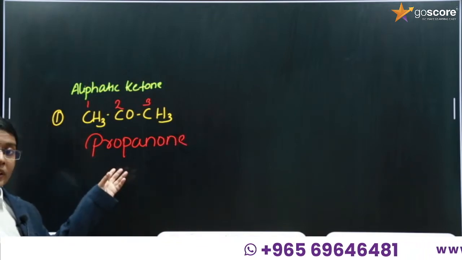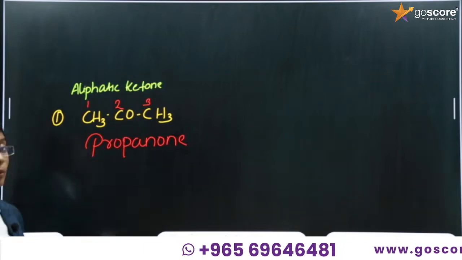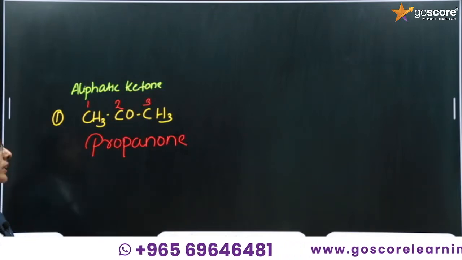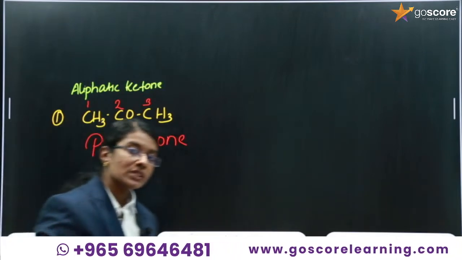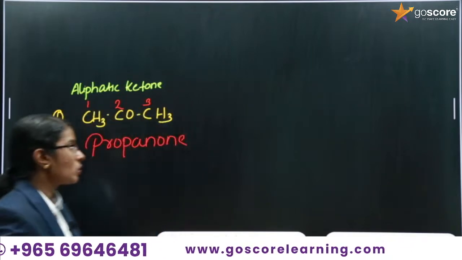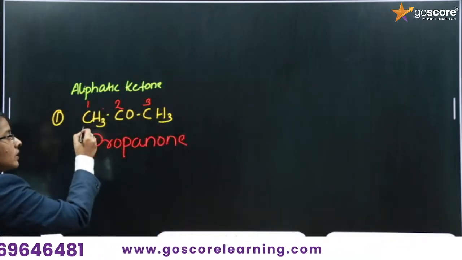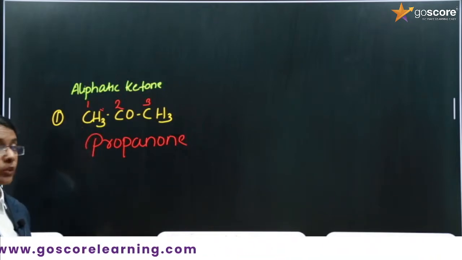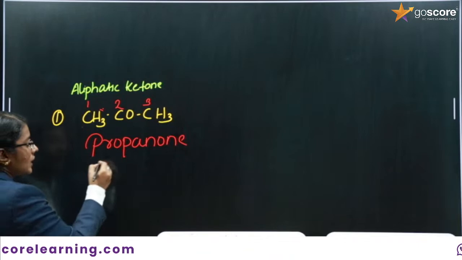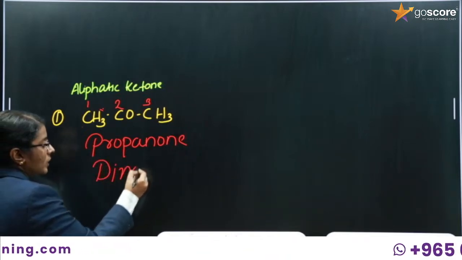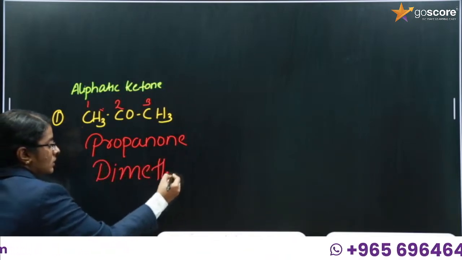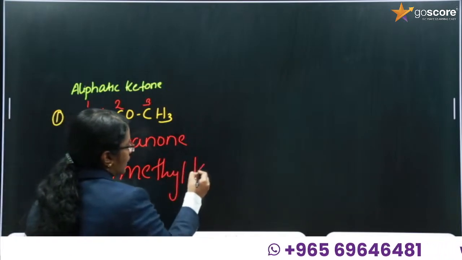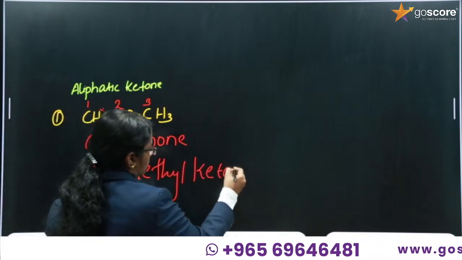What will be the common name of this ketone? We already discussed that the common name of a ketone is alkyl ketone. How many alkyl parts? Two alkyl parts. So you can write the common name as dimethyl ketone.